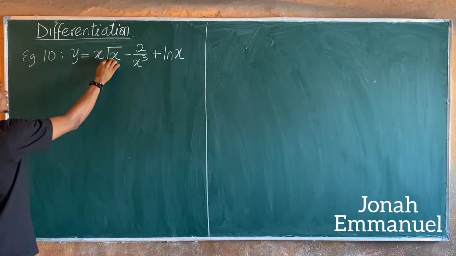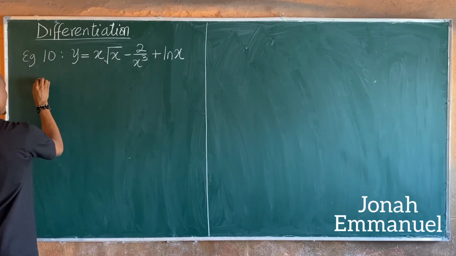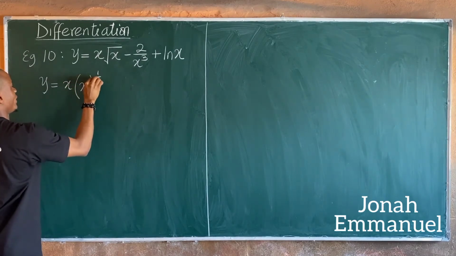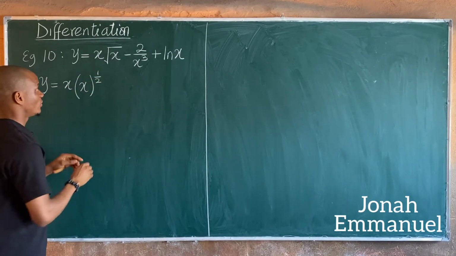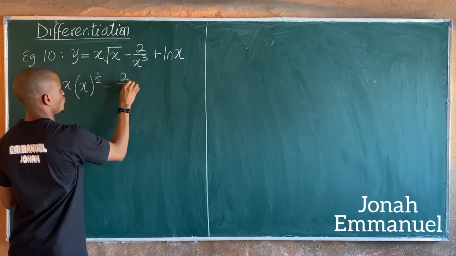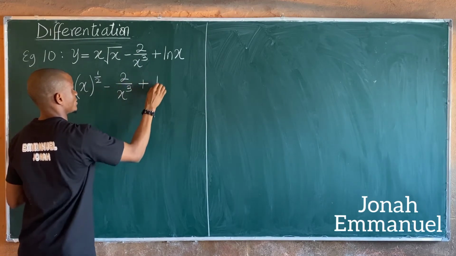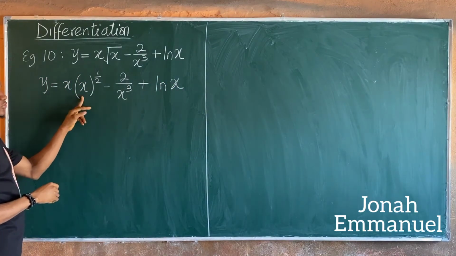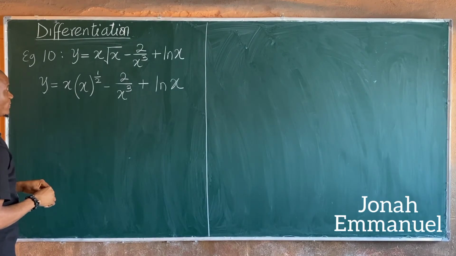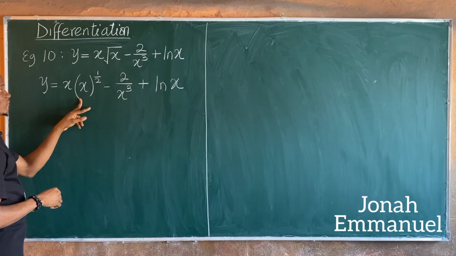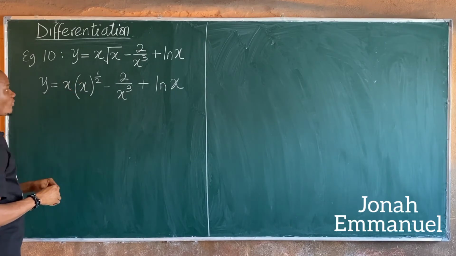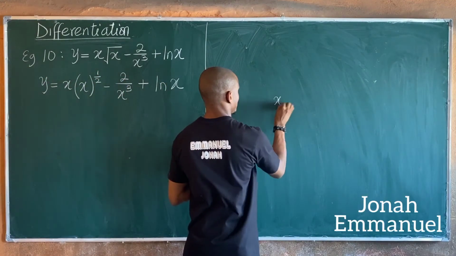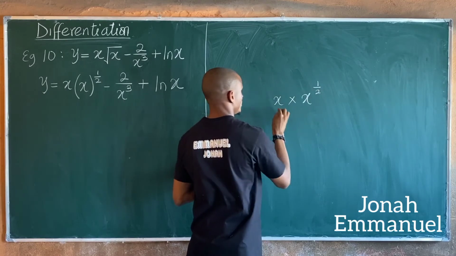So case one, I'll put this one here in index form. So I'll have that y is now equal to x into x to the power 1 over 2, from the idea of indices, minus 2 all over x cubed plus ln x. Alright, work on this now. For this one, I'll use the product rule because they are multiplying. That's an alternative to using the index method. By index method, I mean you could say x times x power 1 over 2. This is power 1 here.